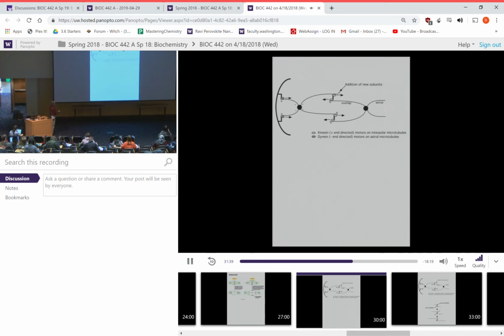It's slightly confusing. But I told you that the interpolars you saw in the Alberts were connected together. There were those little black dots that were holding them together.